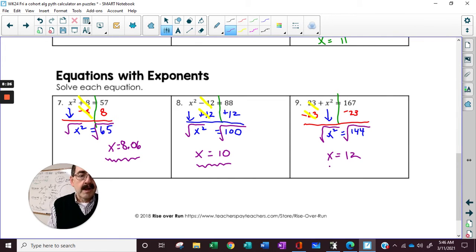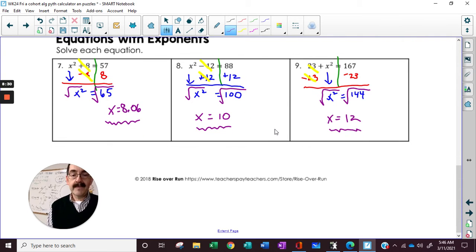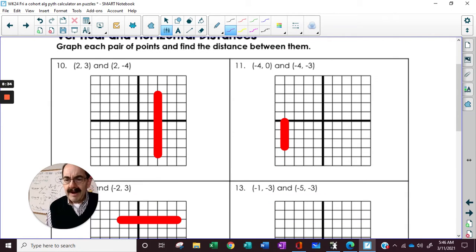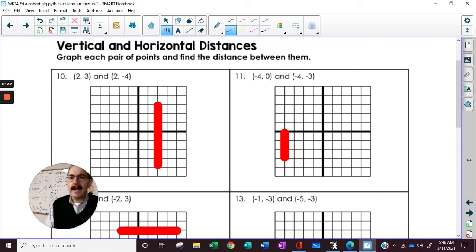All right. Now remember, this is a skill we have to have, so push yourself. Okay? All right, let's move on. Now, we just want to talk about lines. And every so often, we always come back to say, do you remember how to graph these? 2, 3. 2, -4. That's straight up and down.